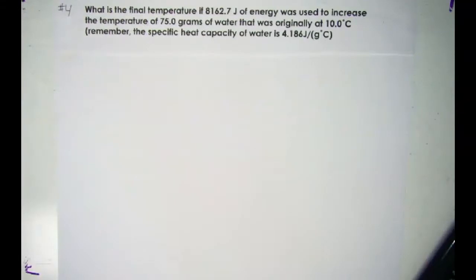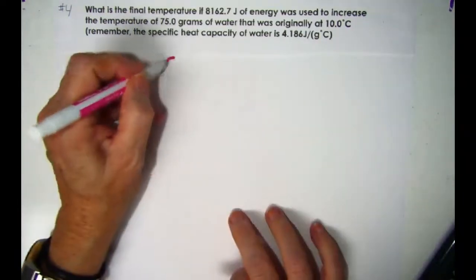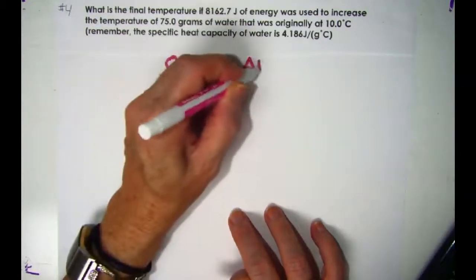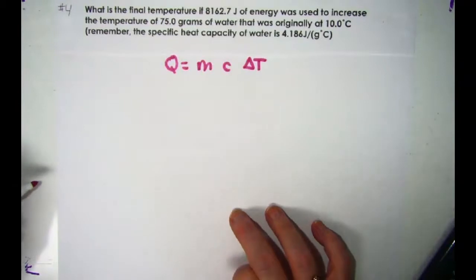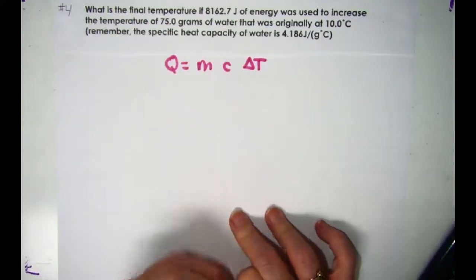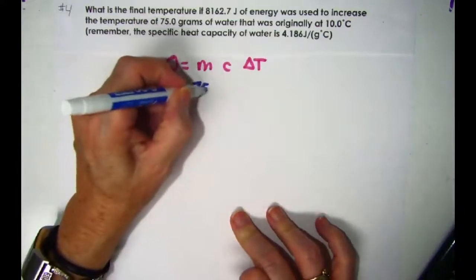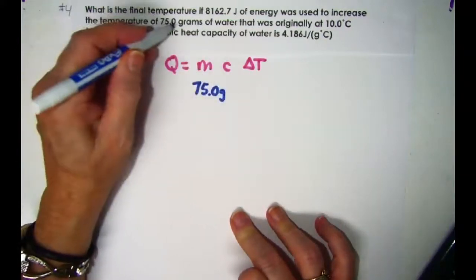Okay, guys, so this is the third problem you had in your problems today. This one may take just a second or two longer for you, but this isn't hard if you just think about what you are doing. Again, let's look at the equation. Q equals mc delta T. All right, so what do we know? We know we have 75 grams of water. Got that taken care of.